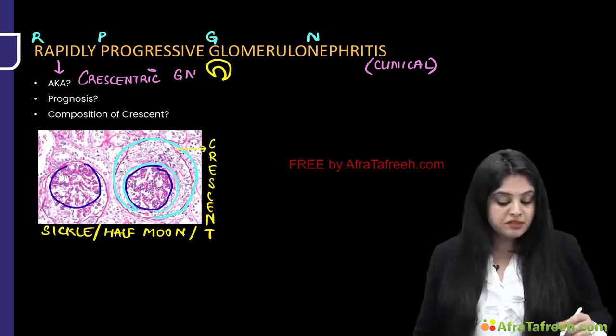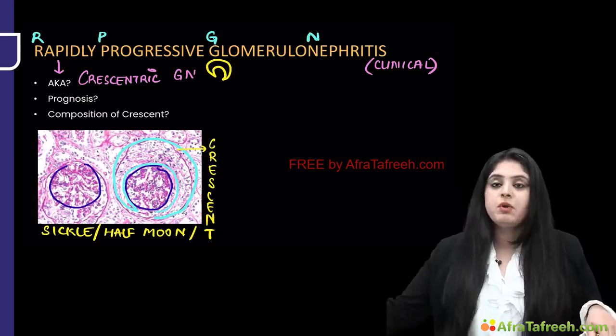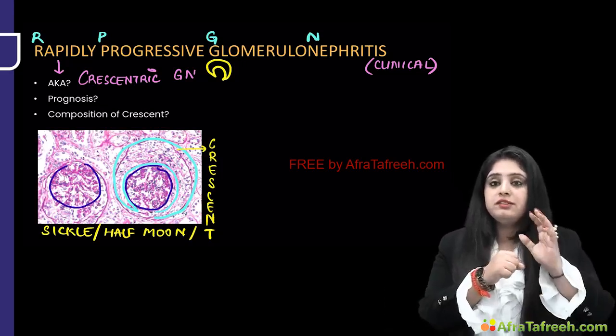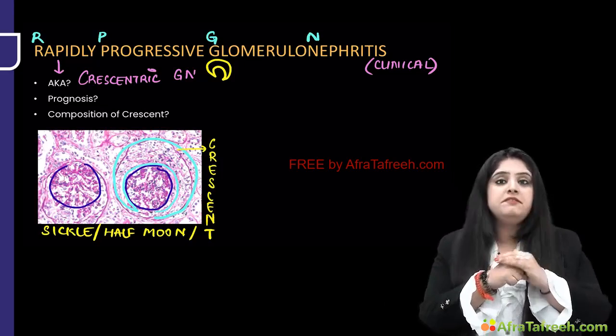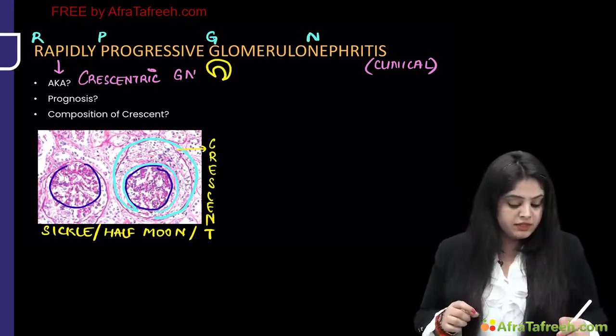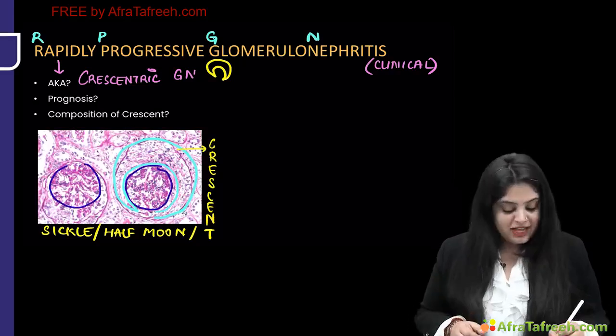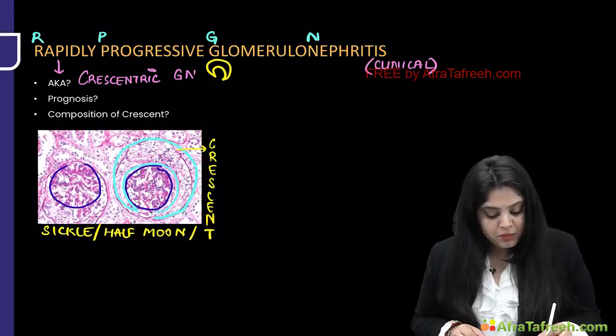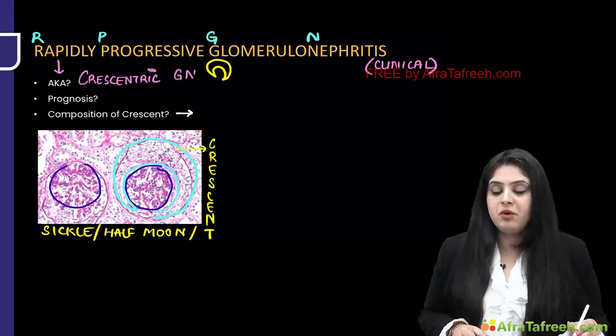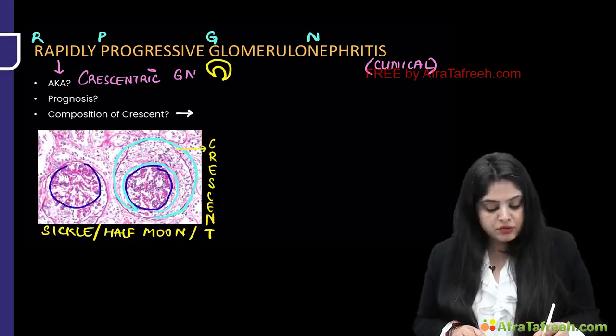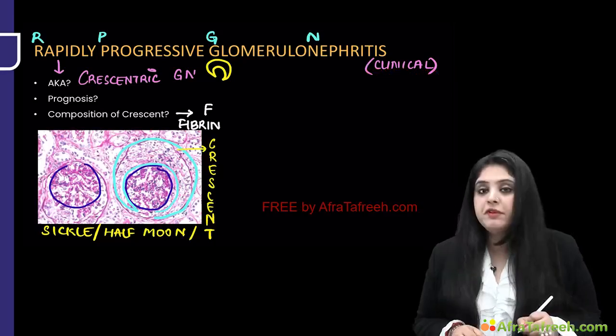The question that comes is that what is the composition? Remember, what was I calling it? I said this is a glomerulus, this is a flap. There's a reason why I was calling it a flap. Not that I want my name to be written in any book. I was calling it a flap because this is composed of FLAP. That's your mnemonic. So what is a crescent composed of? F for it's made up of fibrin.